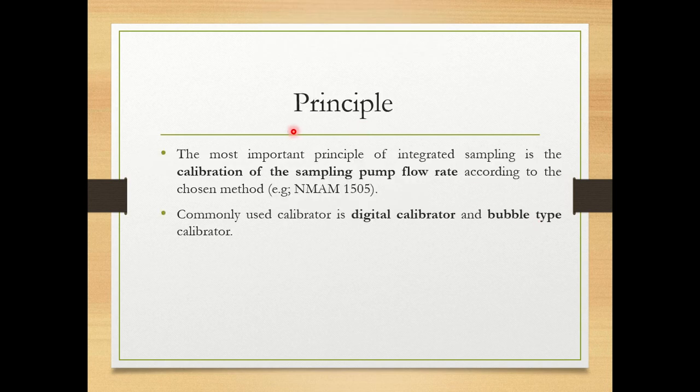Okay, the most important principle of integrated sampling is the calibration of the sampling pump flow rate according to the chosen method. For example, NMAM 1505. NMAM stands for NIOSH Manual Analytical Method. And the commonly used calibrators are the digital type calibrator and the bubble type calibrator.